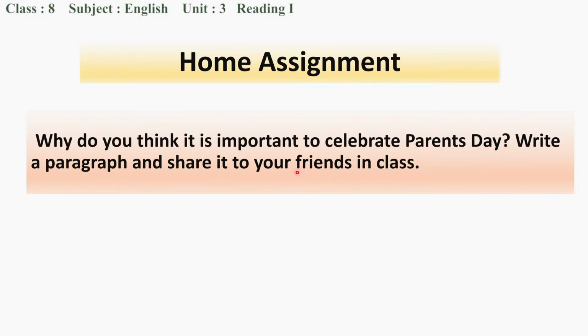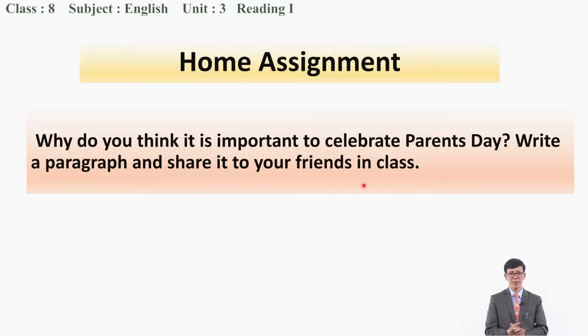Yes, my dear students. So with this, we have almost come to the end of our lesson. But before we end our lesson, let me simply assign you a very short home assignment. Please look at this. Why do you think it is important to celebrate Parents' Day? We might be celebrating Parents' Day in our school. Now you can simply write a paragraph and then share it with your friends in class and show it to your teachers.